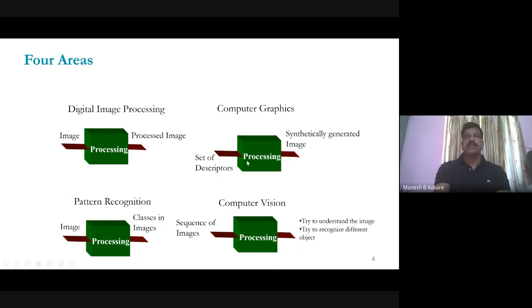Whereas in computer graphics, here you are giving a set of descriptors as an input.